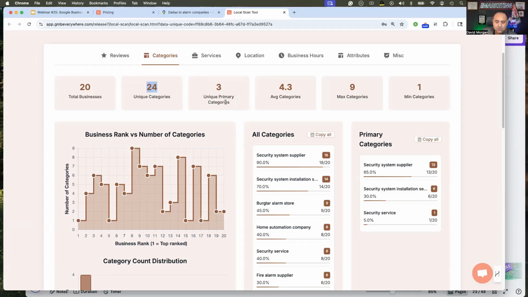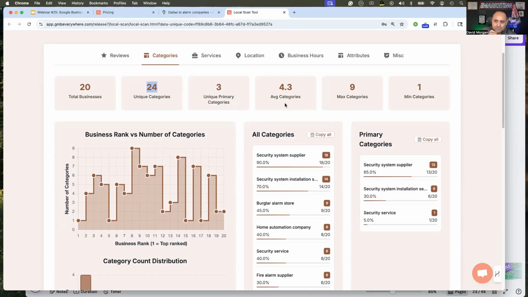There's three unique primary categories among all these 20. It's going to be interesting to see in just a sec which is the primary category that the lion's share of the groups are using. And if that's not your primary category, as you test this with a couple, hint, hint, that is something we should be strongly considering, if that makes sense.